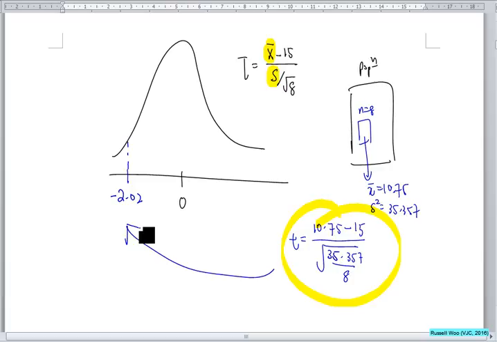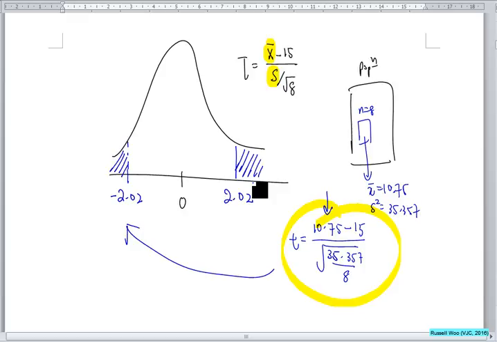Now remember what is p-value? P-value is the probability of obtaining a value as extreme as the observed value. This is my observed value. And in this case, because it's a two-tailed test, this area is my p-value. Follow? Because it's a two-tailed test, this is my p-value.